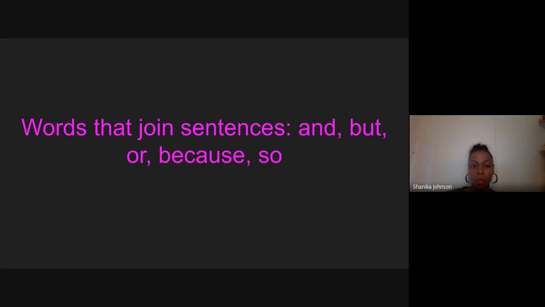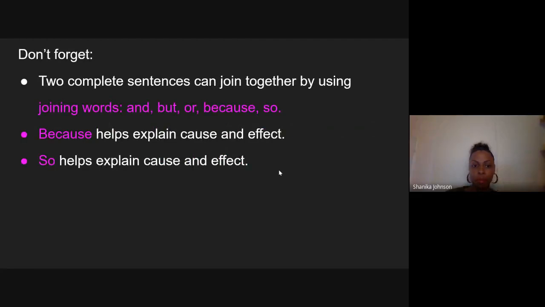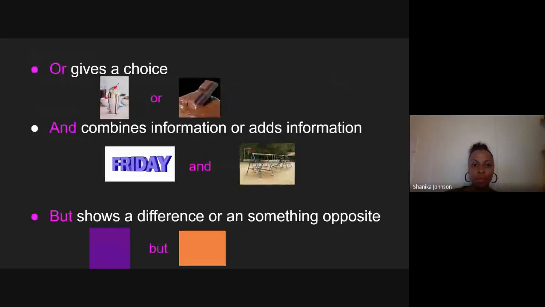Today we're going to be talking about words that join sentences. There are 5 words that help us join sentences. Those words are and, but, or, because, so. Just remember that when we join sentences, we're joining 2 complete sentences, and then we're adding joining words to make it 1 sentence. Remember also that because helps us explain cause and effect, and so also helps us explain cause and effect. I'll show you.